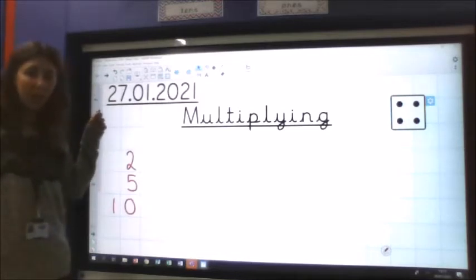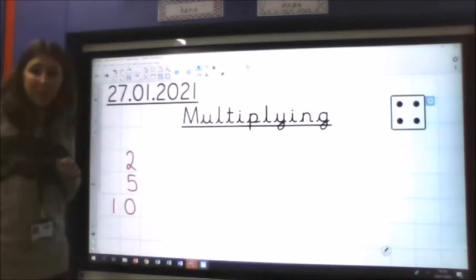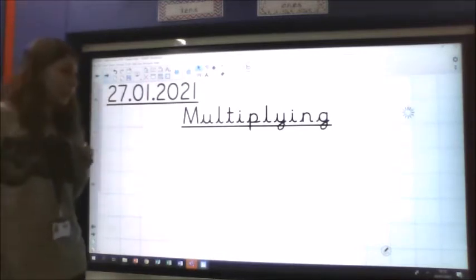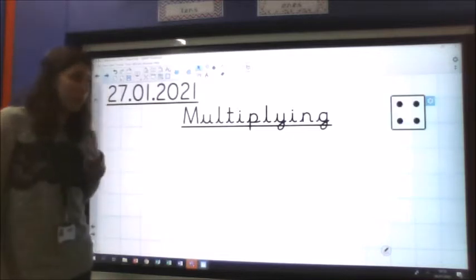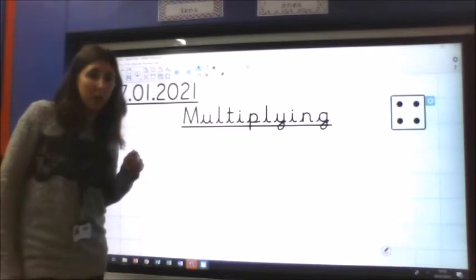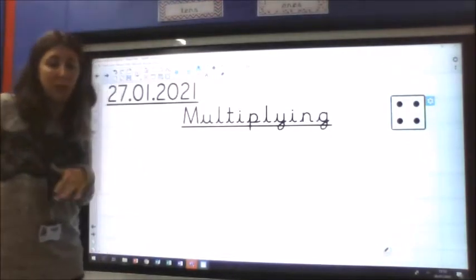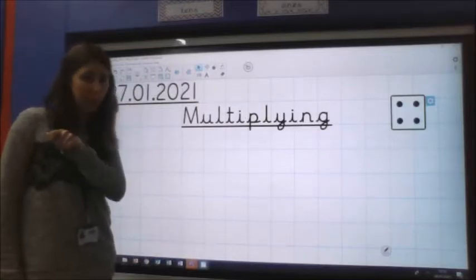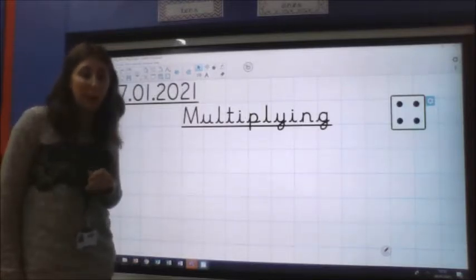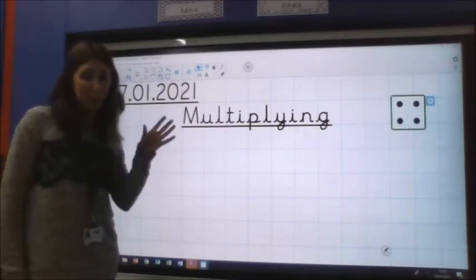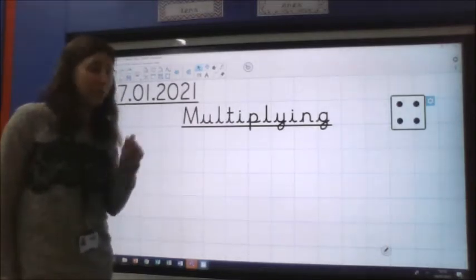Keep practicing that because that will help you work out your times tables by being able to count in those numbers. Okay, right, we're going to do another little activity now where we practice what we've thought about with multiplying. Okay, so for today, what we are thinking about is, can I multiply two numbers using a number line or using grouping, and can I begin to see the relationship between multiplying and dividing?